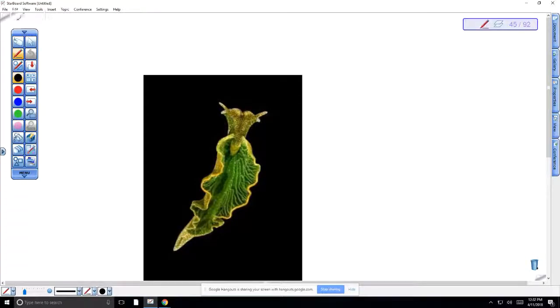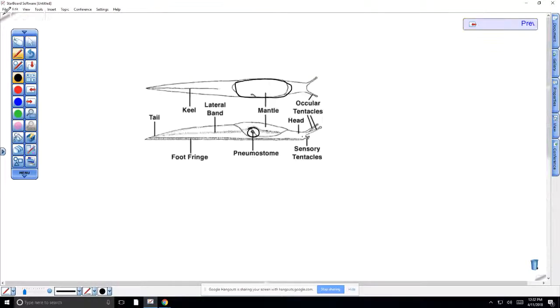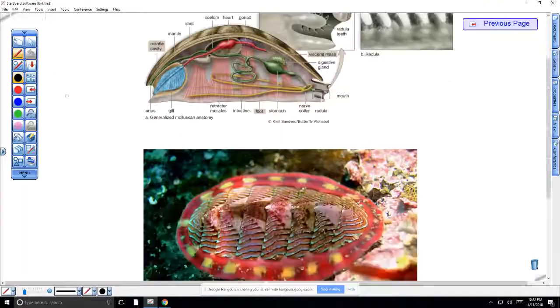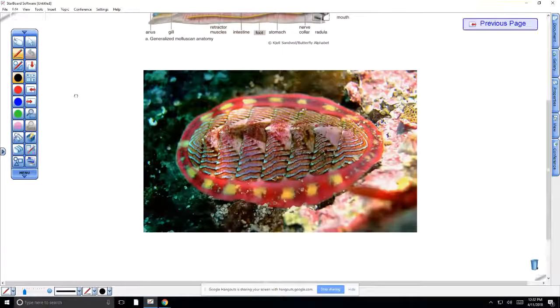Okay, so we're going to go back up to talking about the ancestral mollusk. And this is what the ancestral mollusk is believed to have looked like. There's actually a group of modern day mollusks that are very similar to this, and they're called chitons. And you don't need to know that.